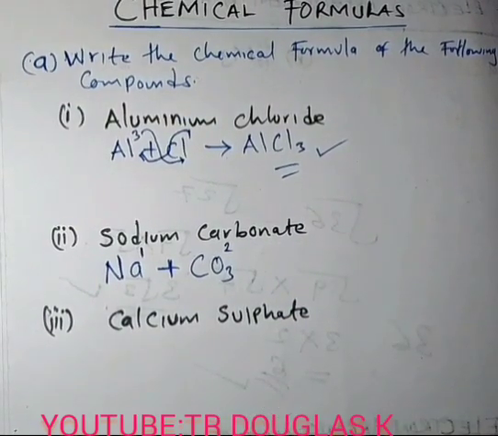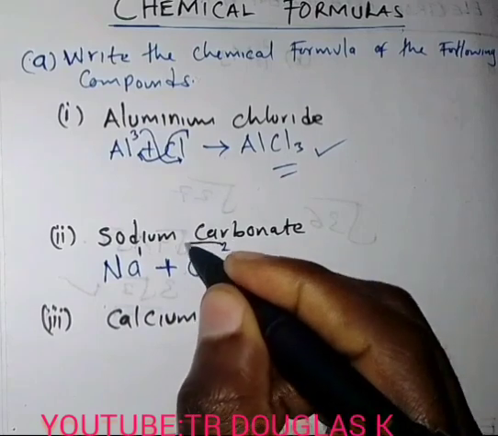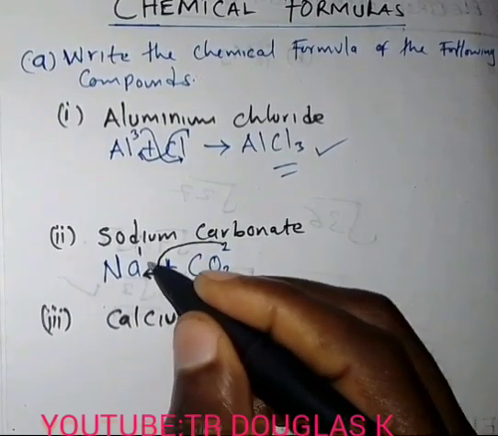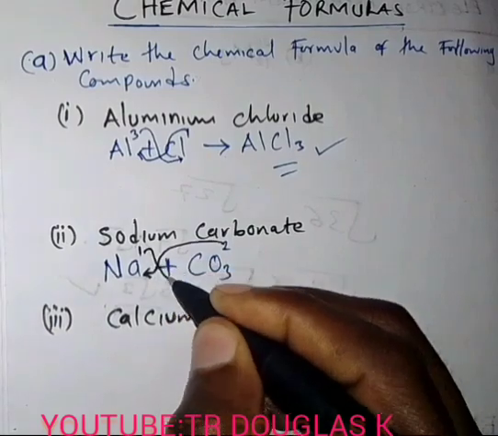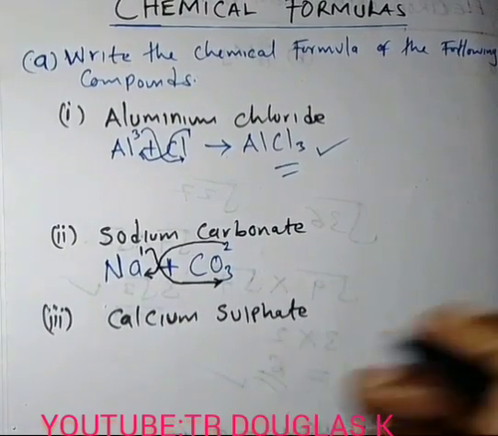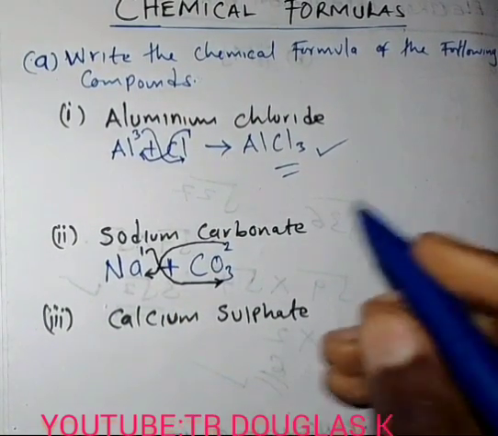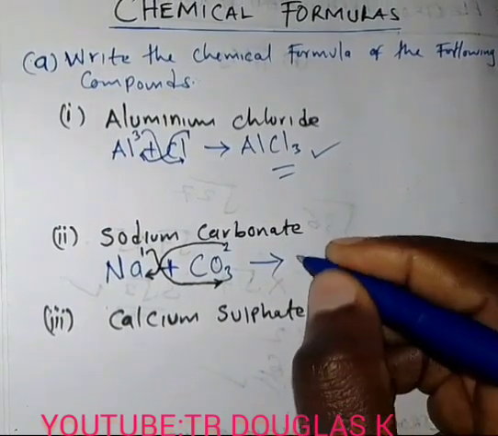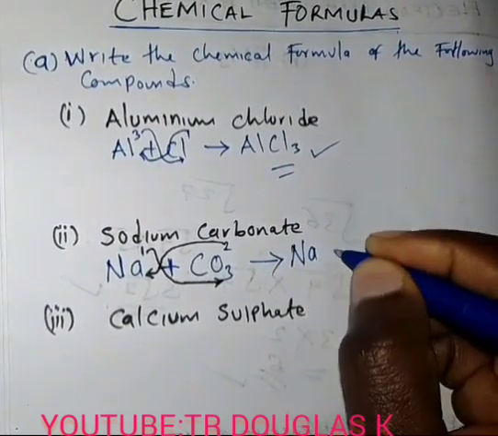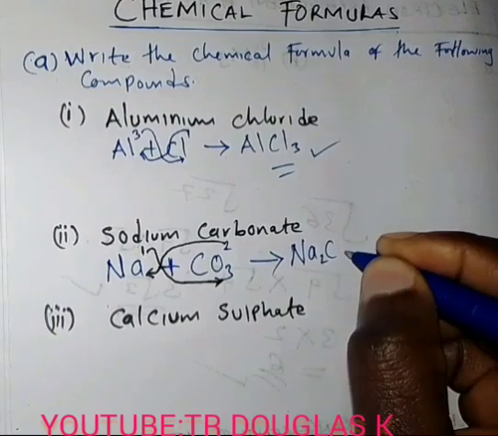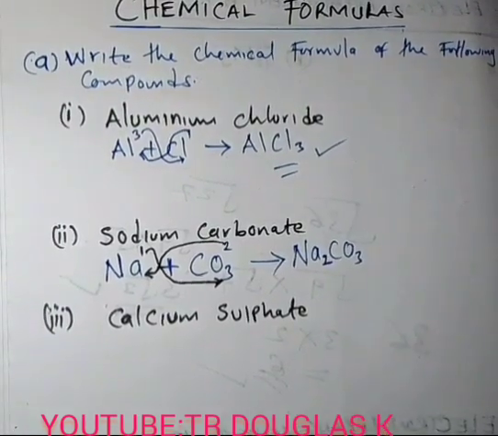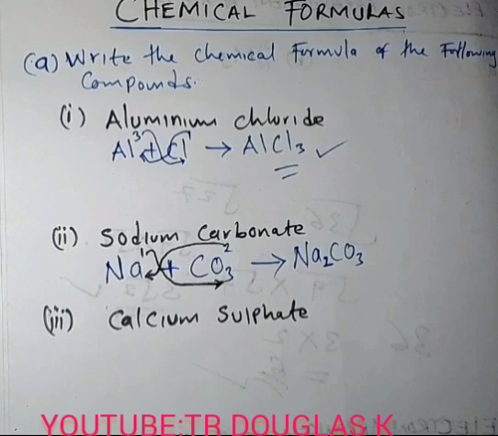So what happens is that, again, they will interchange the valencies. So sodium will get 2 from carbonate, and carbonate will get 1 from sodium. So the final chemical formula will be Na2CO3, like that. So this is the correct chemical formula for sodium carbonate.